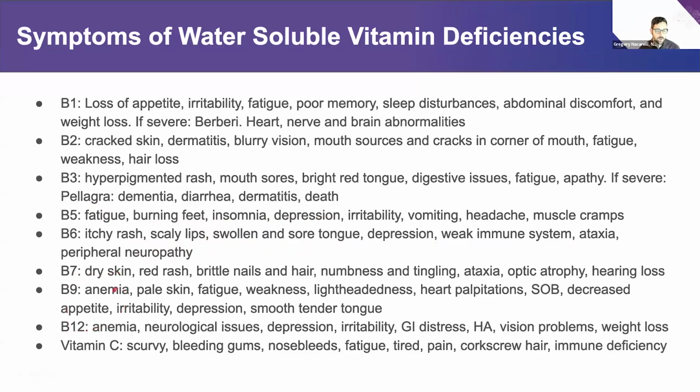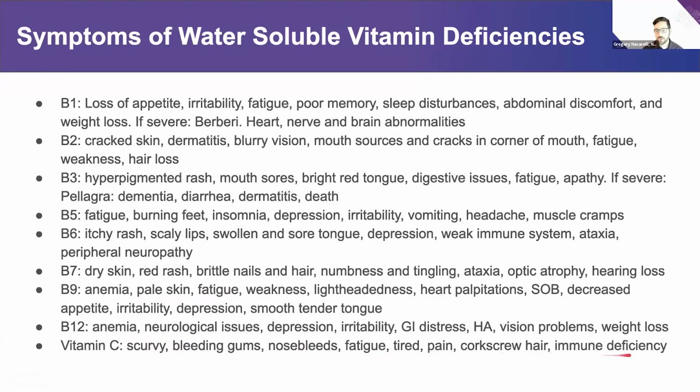B9 and B12, very similar symptoms. Both are associated with anemia if deficient, macrocytic anemia specifically. Fatigue, weakness, lightheadedness with B9, and then with B12, a little more neurological symptoms of deficiency. And then vitamin C, scurvy, think collagen synthesis, bleeding gums, nosebleeds, but then also being fatigued and tired.